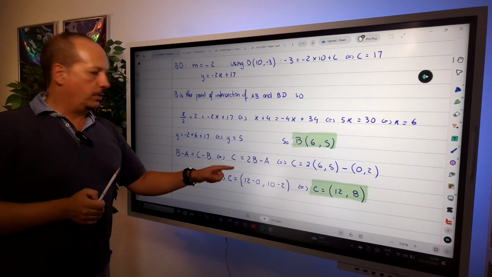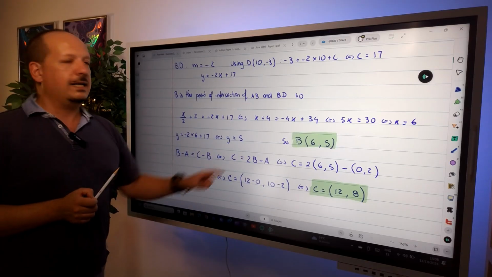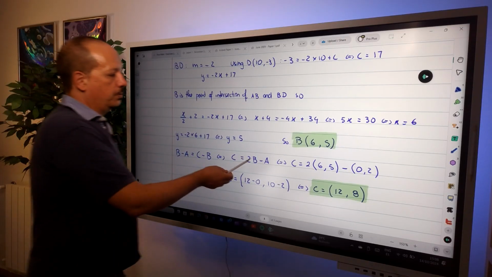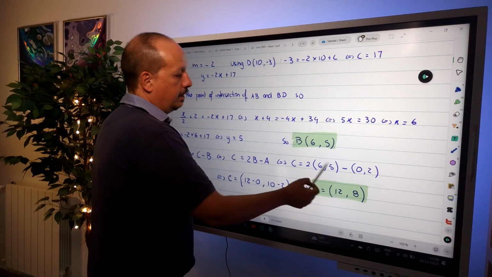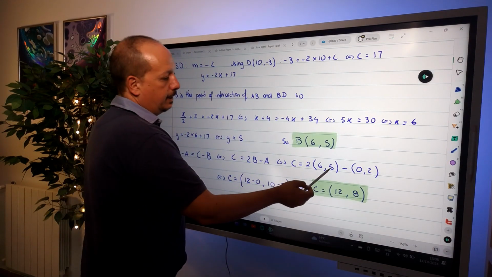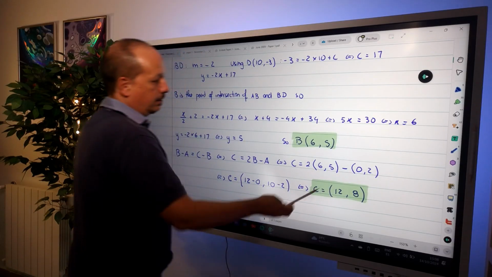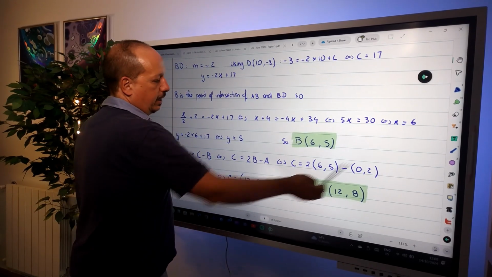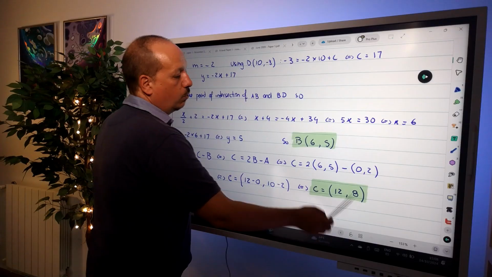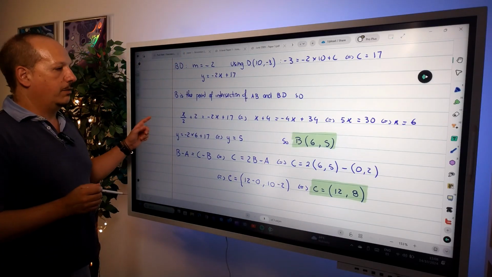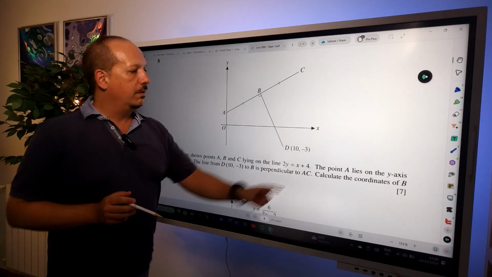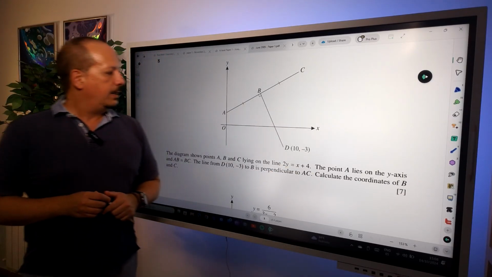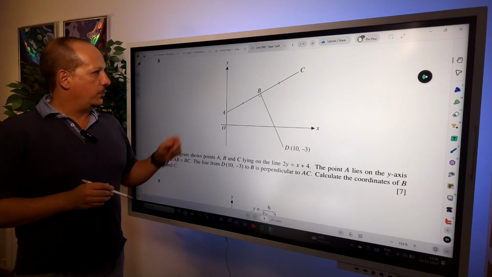So point C is what you want, which is B plus (B minus A). So now just substitute here the coordinates of point B and here the coordinates of point A. This will become 12, 10. Then subtract for the x 0 and for the y 2. And there you have the coordinates of point C, 12, 8. And there you have it. 7 points for this type of question.